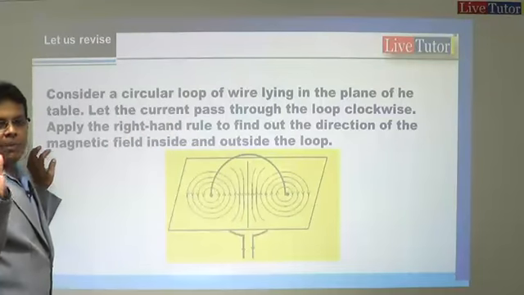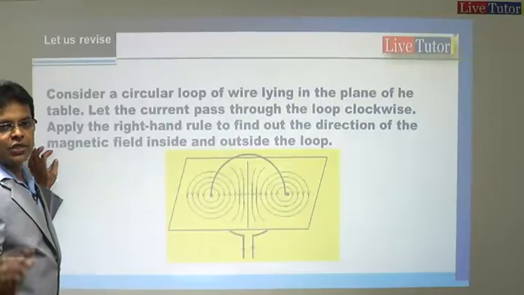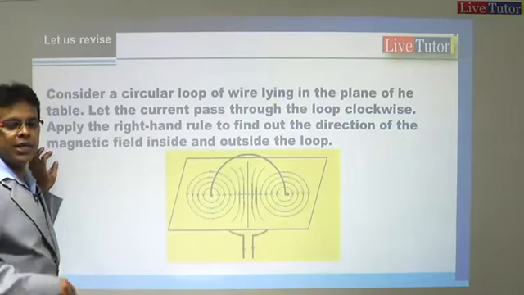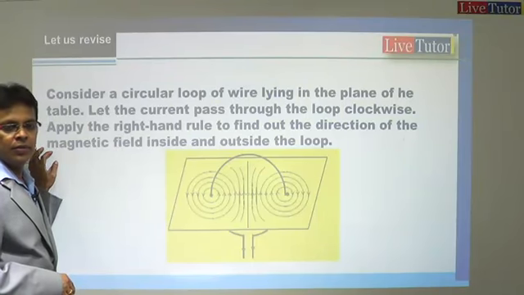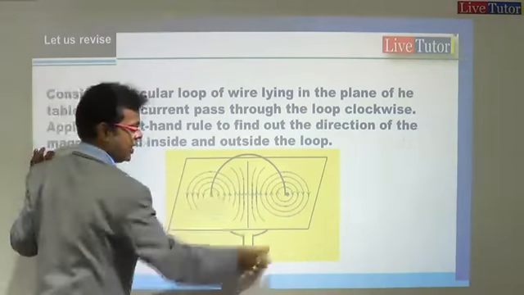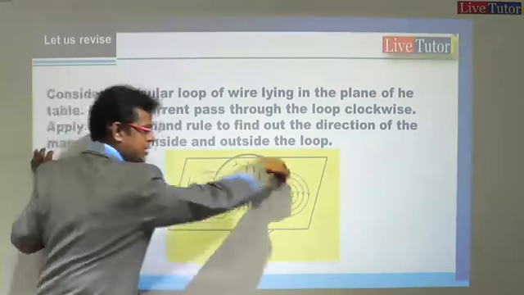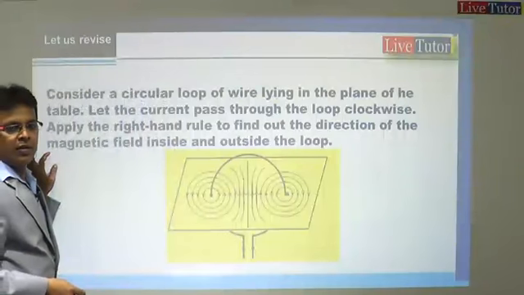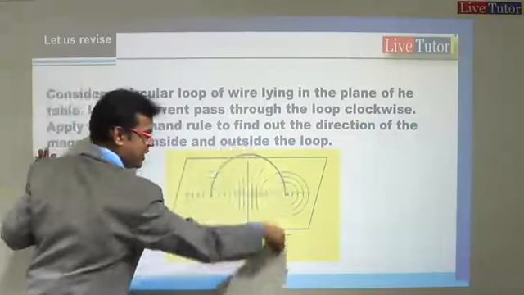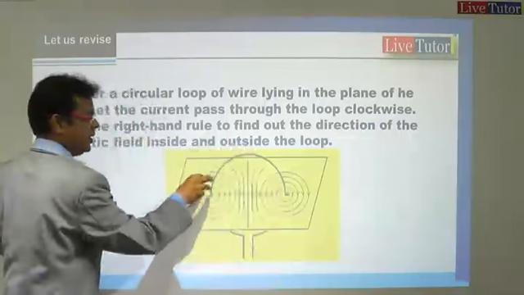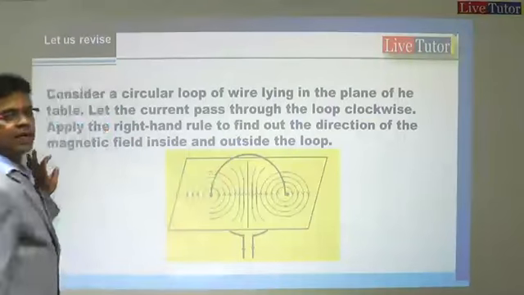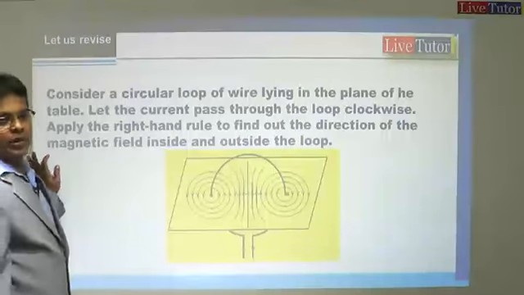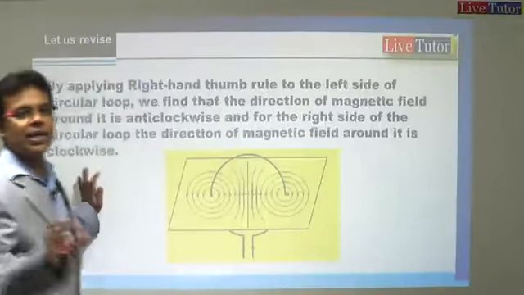Now they are asking us to apply the right hand rule to find out the direction of the magnetic field inside and outside the loop. What is meant by inside and outside? The loop is here. So this is inside, this is outside. You understand? So we are asked to apply the right hand thumb rule for the inside and outside of this current carrying loop, to find out the direction of the magnetic field.